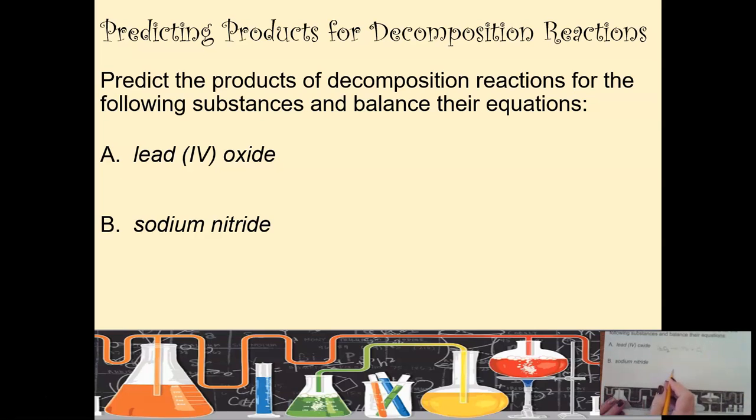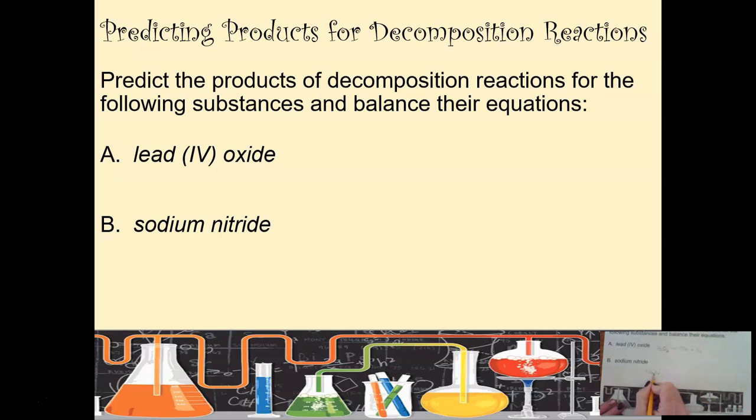So let's try sodium nitride. Sodium is Na. Nitride is nitrogen with the ending changed. Sodium has an oxidation number of +1. Nitrogen is -3. Crisscross and make them into subscripts. So let me erase those.